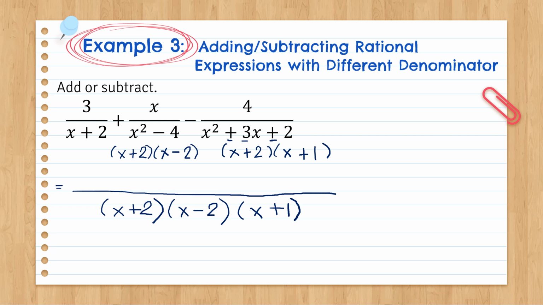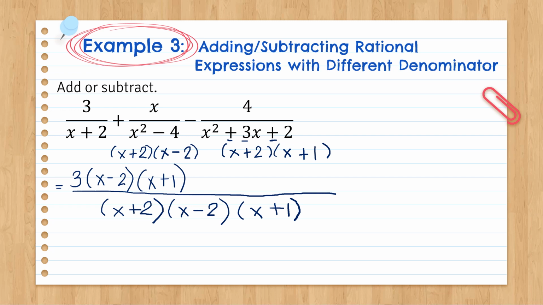Now, for our numerators, again, take note of our original denominators and compare them to our LCD. So for our first one, we have x plus 2, so we are missing x minus 2 and x plus 1. So we have 3 here times x minus 2 times x plus 1.